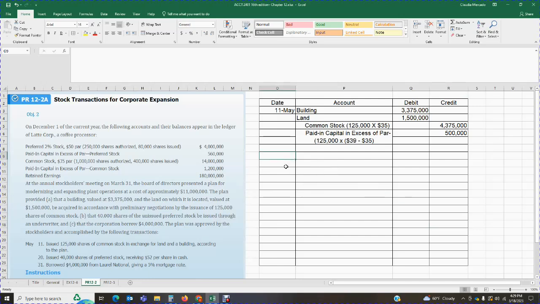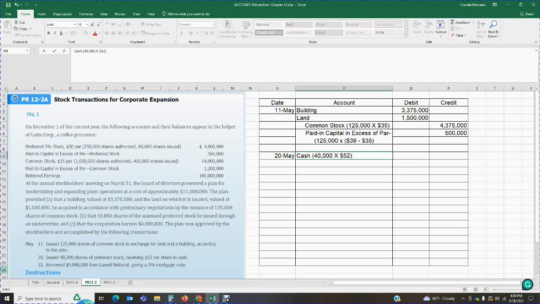On May the 20th, we issued 40,000 shares of preferred stock, receiving $52 per share in cash. So we received $52 when our par value is $50. Once again, we received more than the par value, so this is at a premium. In this case, we received cash, and 40,000 shares were issued at $52 a share.